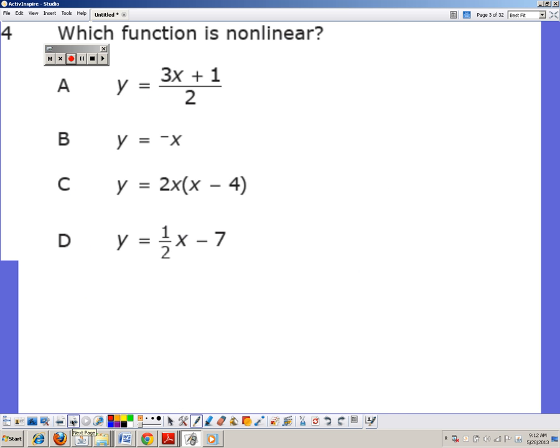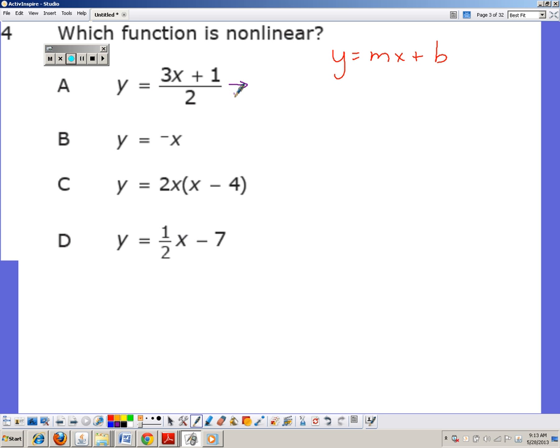Number 4, which function is nonlinear? Remember, linear functions can be written as y equals mx plus b, where m is your slope and is multiplying the x, b is your y-intercept, and it is by itself. No variable is being multiplied by it. So that means we need to make sure that all the equations are in that form. So we're going to fix this first one.